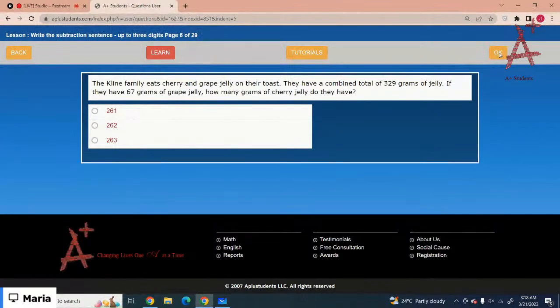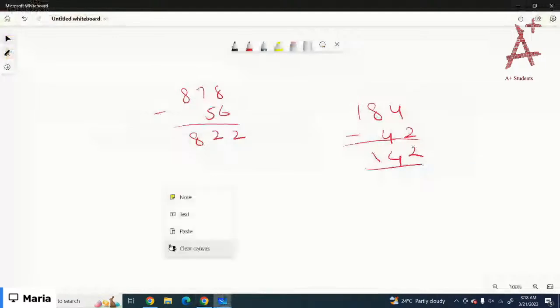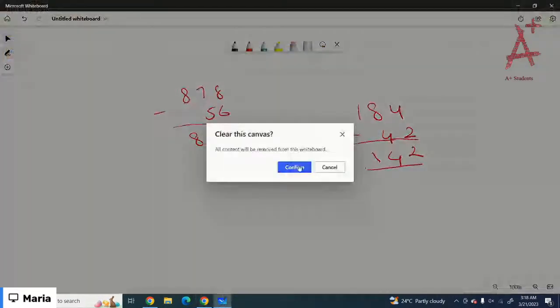The Klein family eats cherry and grape jelly on their toast. They have a combined total of 329 grams of jelly. If they have 67 grams of grape jelly, how many grams of cherry jelly do they have? So basically you need to calculate the cherry jelly. The total jelly is 329, and out of 329, 67 is the grape jelly. So just subtract the grape jelly out of the total. 329 minus 67.